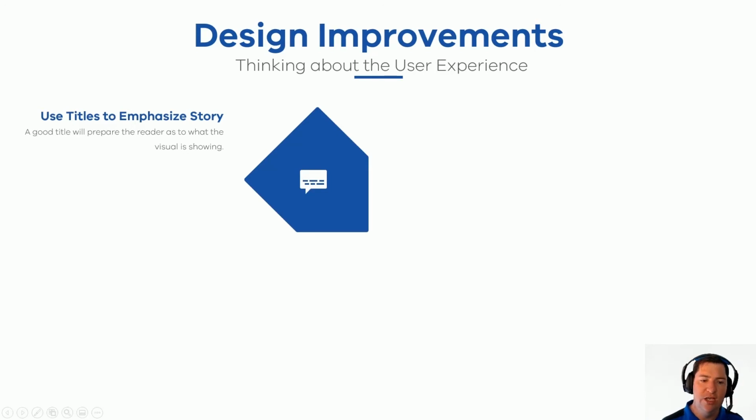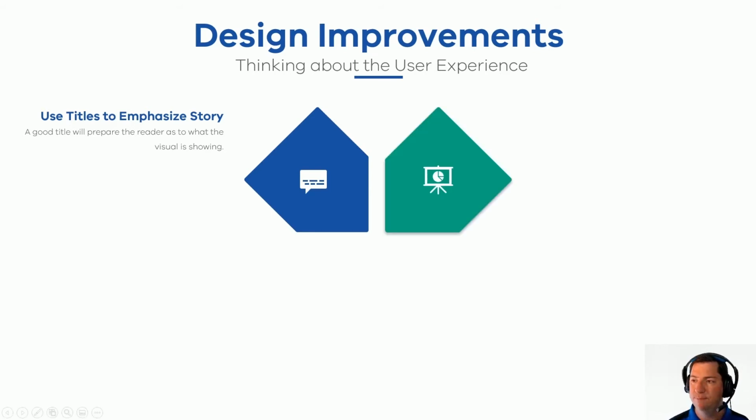The first one, using titles. I did talk about this, using titles to emphasize the story. It can be the title of the whole report, it can be the title of each individual visual. It helps the user to understand exactly what it is that they're looking at, makes it very easy for them to see what you want them to see.